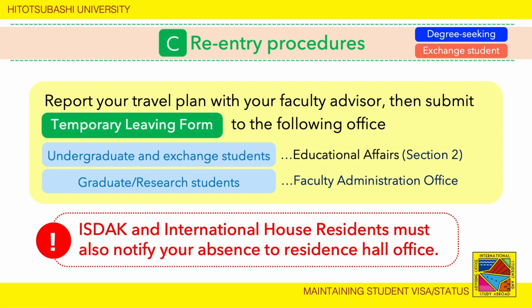Now, when you depart from Japan for a short period of time, there are 3 places that you need to report your travel plan to. 1, your faculty advisors really need to know that. Number 2, these offices: if you're undergrad, the educational affairs office; if you're grad students, your respective administrative office needs to know. And also, if you live in ISTAC and international houses, residents, do let the office staff know that you're going to be gone for a certain period of time.